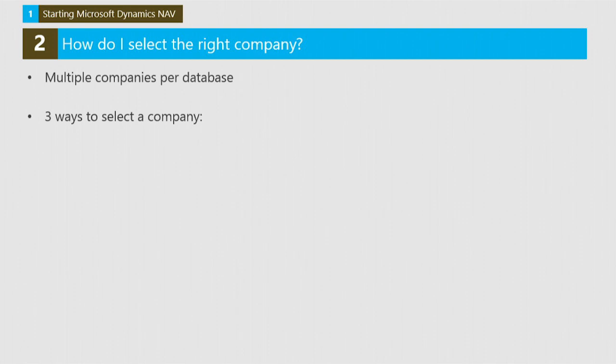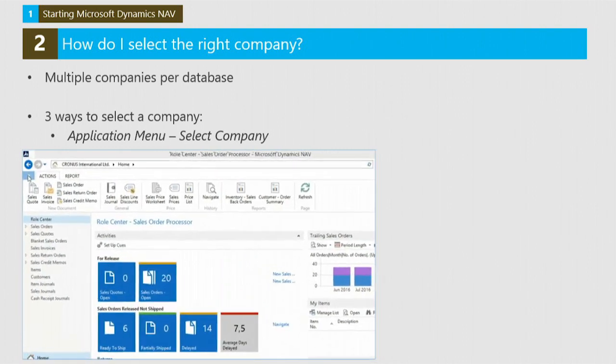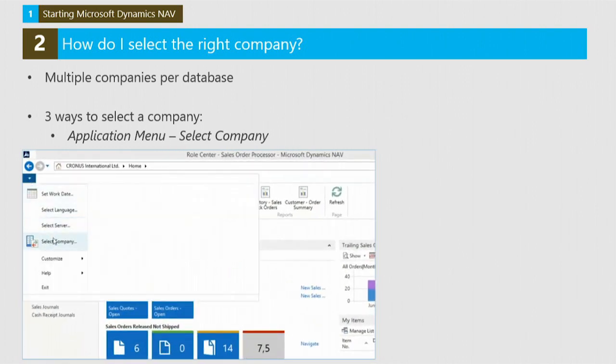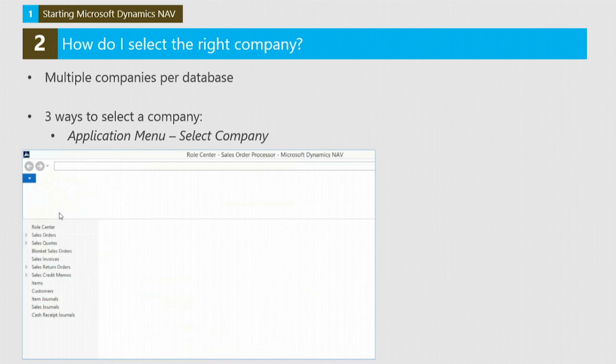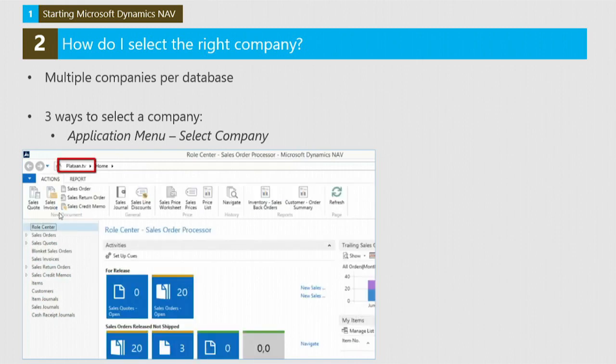And there are three different ways that we can use. The first one is by going to the application menu and then select company. So if I click on the application menu, I can go to select company. And next, I can go to a list of my available companies. In this case, you will see that I have 2 companies. And if I now switch to Platan TV, you will see now that the system will open a new company and I can start working in Platan TV. So that's the first way that we can do this.